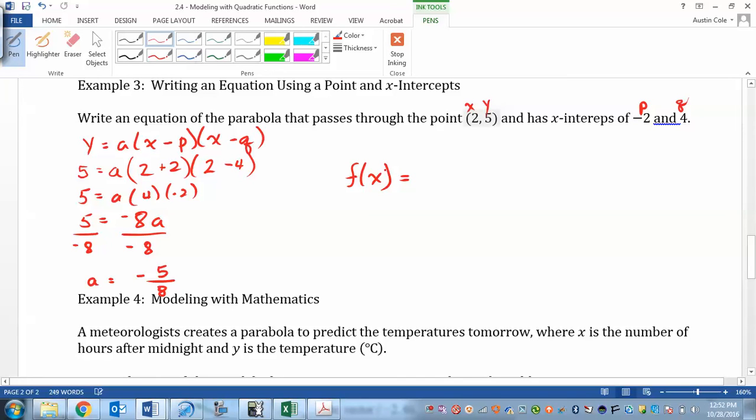Let's go ahead and plug this guy in. So we're not going to use x and y, but I'm going to use my a value, -5/8 times (x + 2)(x - 4).